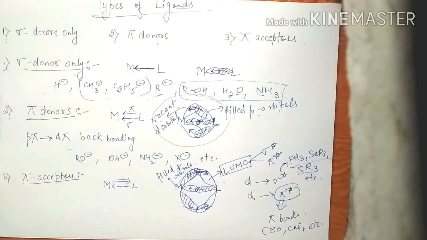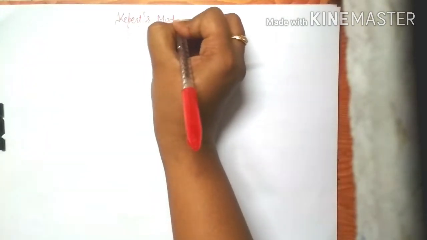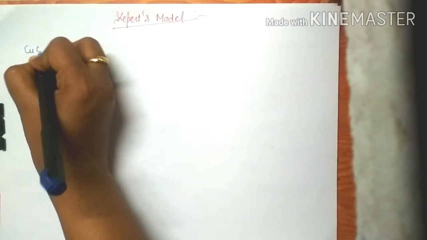So now we'll move on to the next topic, that is Capot's model. Okay, so now we'll discuss Capot's model. We'll understand this with the help of an example. For example, I'm taking the case of CuCl4 2 negative.